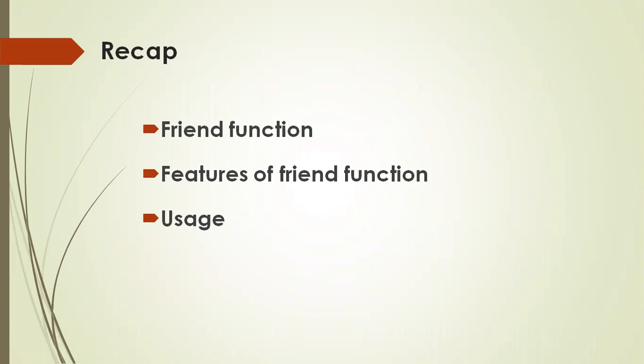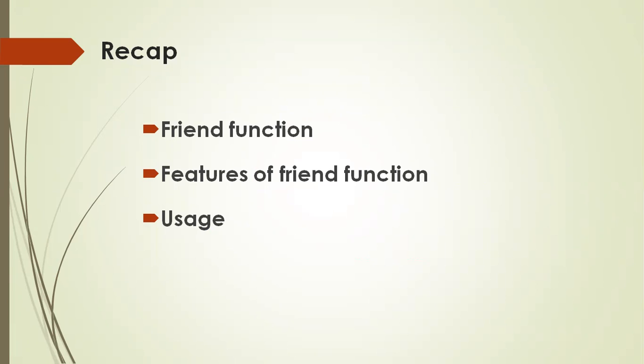In our last class, we learned about friend function. A friend function is a non-member function, but it can still access the private data of the class. We studied its characteristics. A friend function is a non-member function. It does not come within the scope of any class, but still it can access the private data of the class. A friend function has to be defined only outside the class.